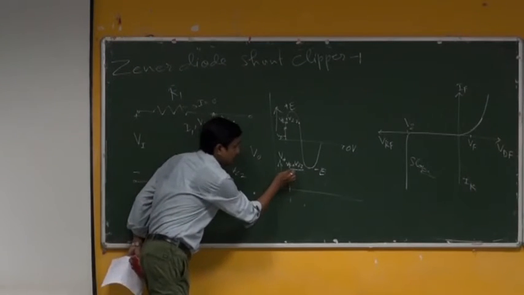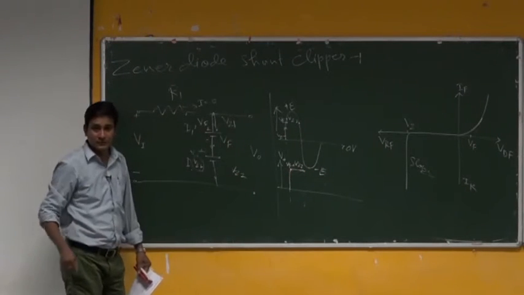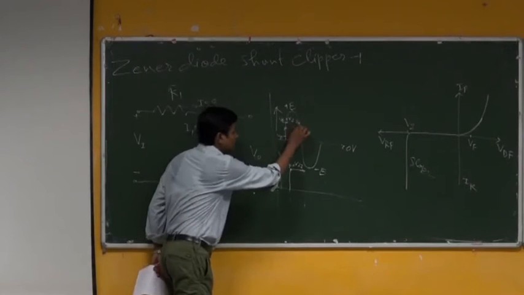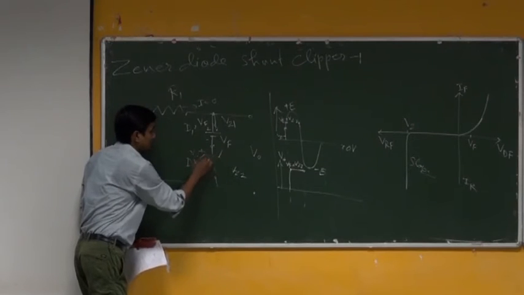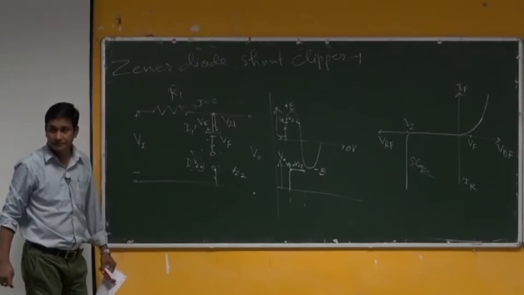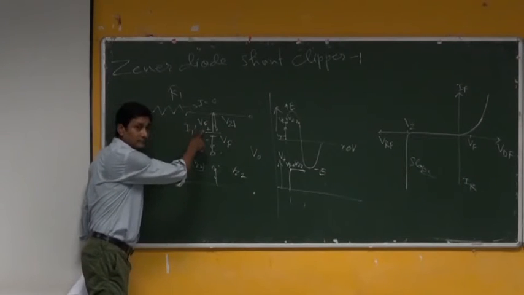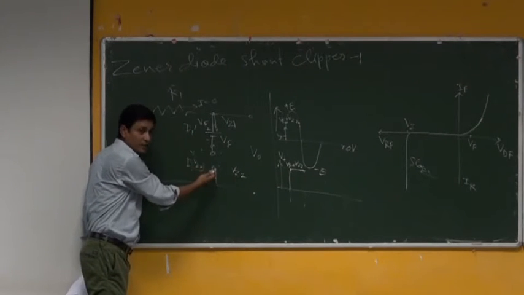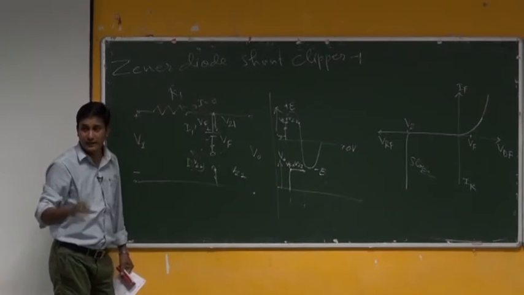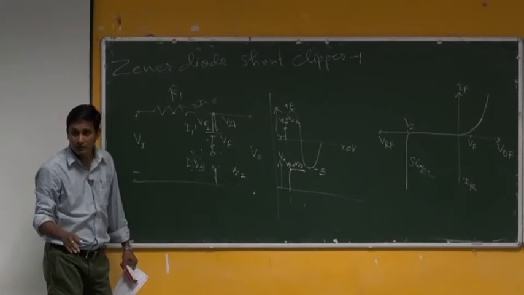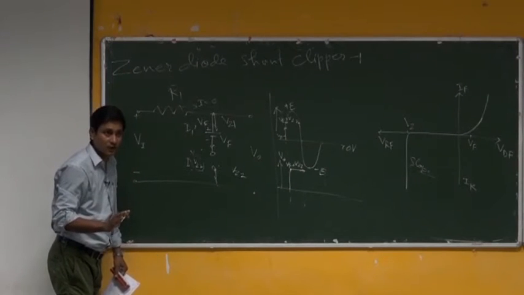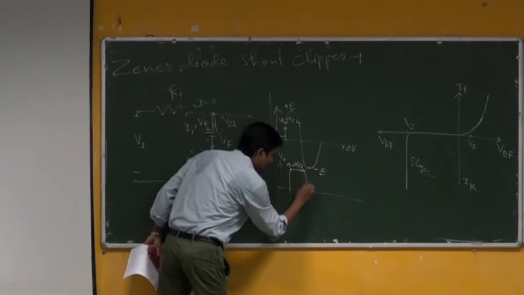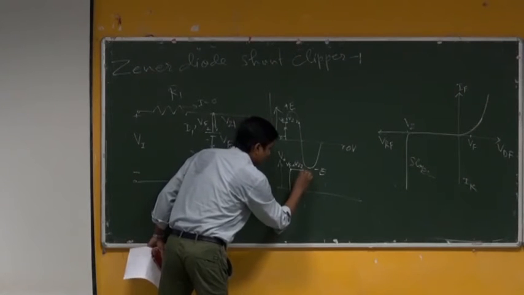So, it is clipped. Then just below Vz2, again it becomes reverse biased. So, it is open. Even though it is Vf, that hardly matters to me because the circuit is open, no current is flowing there. So, the output will be whatever the input is, or it will be tracking the input wave shape.